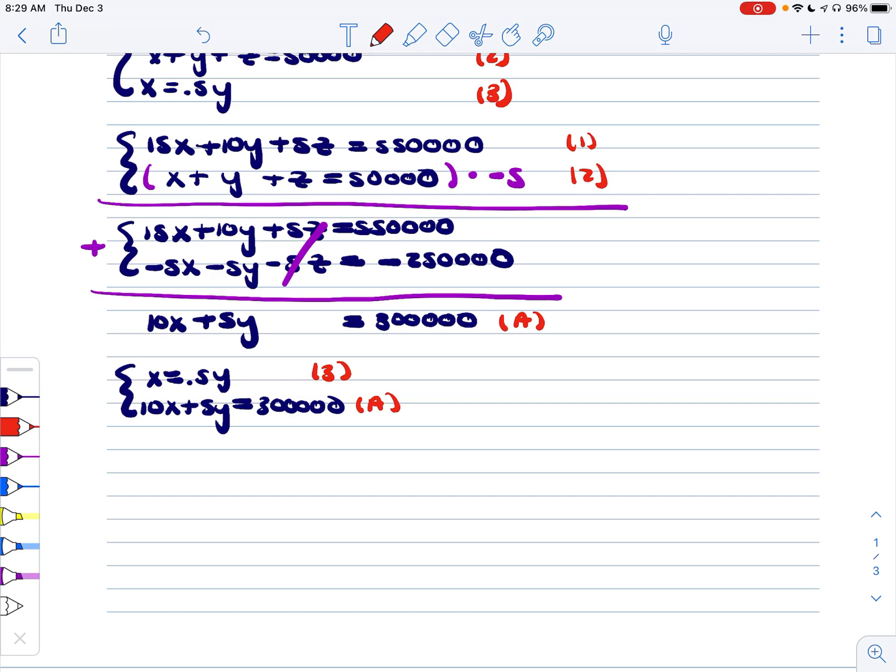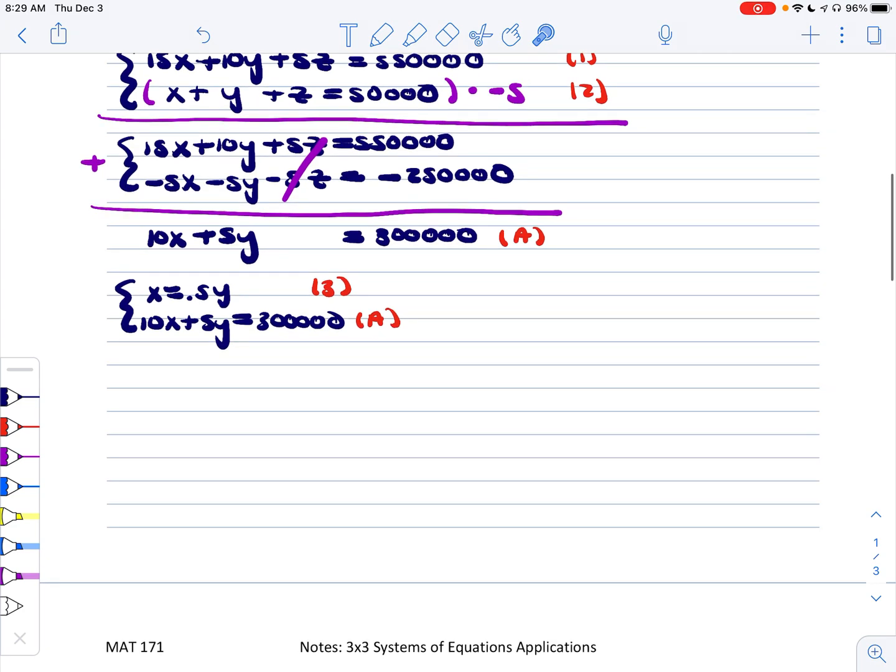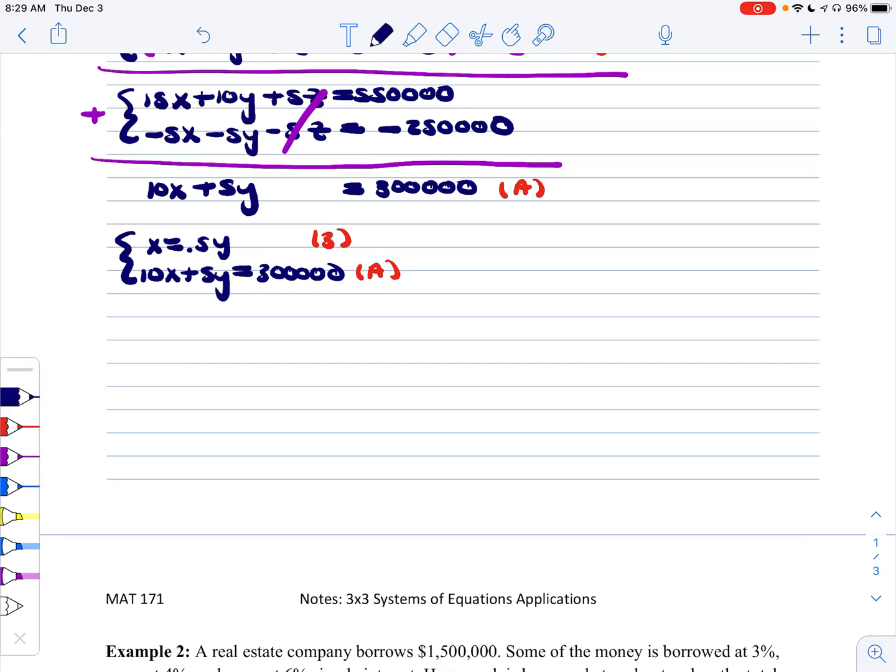In this particular situation though, I'm actually going to go with the substitution simply because this top equation is already solved for x. So we might as well just substitute that into the bottom equation, solve it out for y, and then back substitute from here. So I'm actually going to substitute on this one.